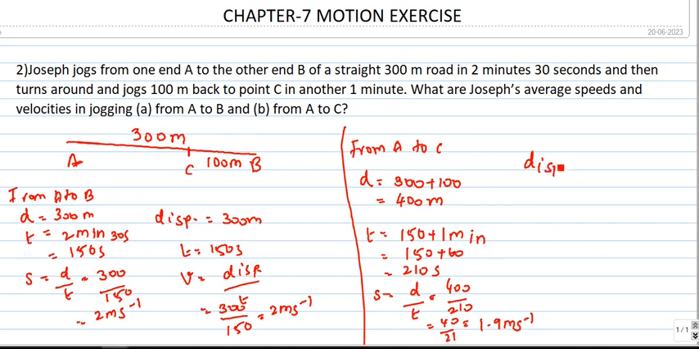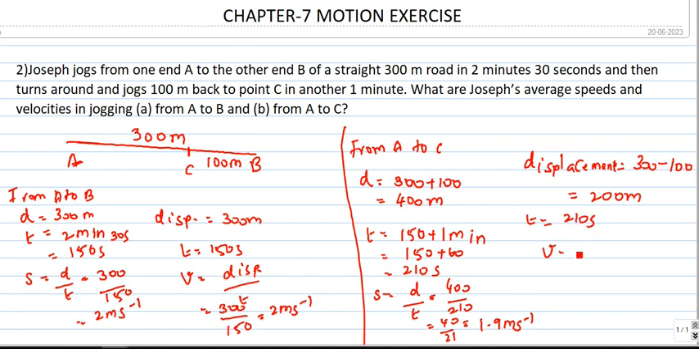So the displacement will be (300 minus 100) because the 100 meters he jogs from B to C is in the opposite direction. So the displacement will be 200 meters. So the time will be the same. Time will be 210 seconds.